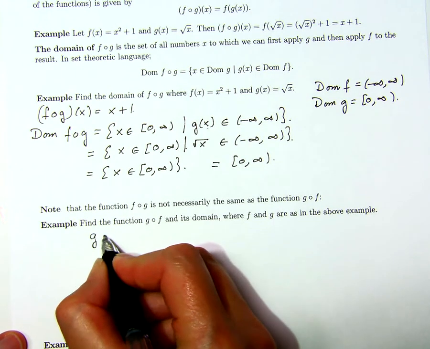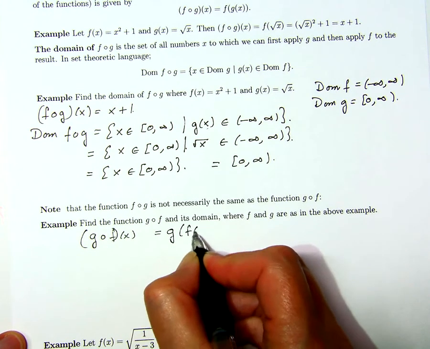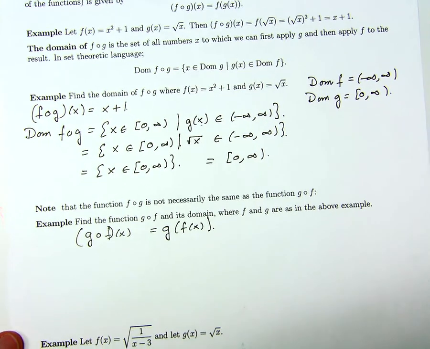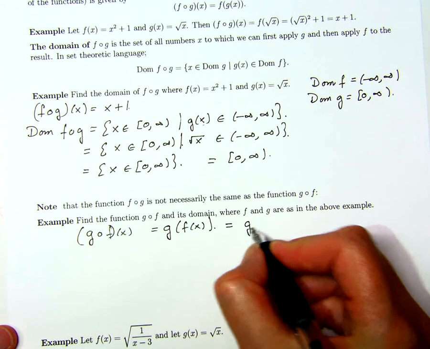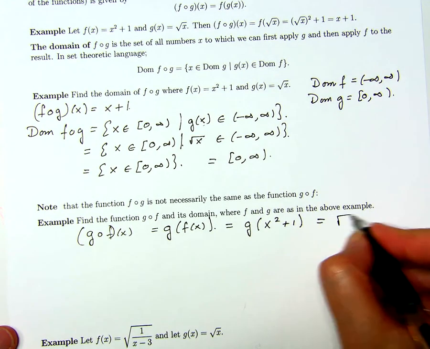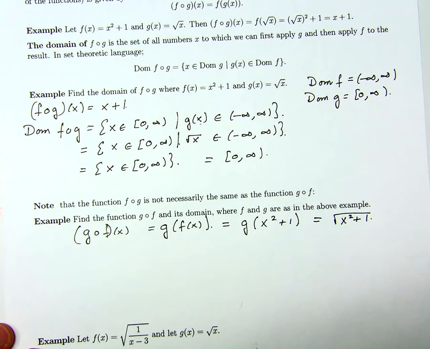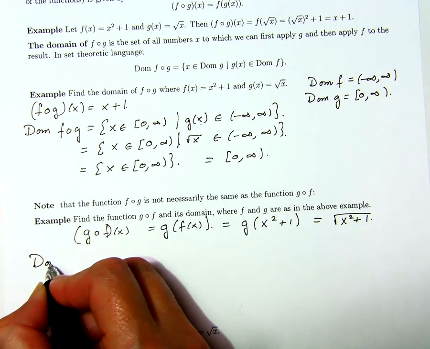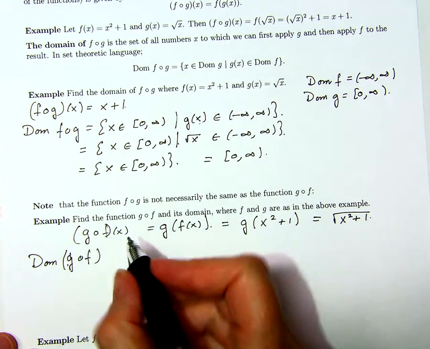So g after f of x, by definition, is g of f of x. Now the rest are details, just filling in what we've got here. It's g of x squared plus 1, and g, of course, applied to that is the square root of it. So g after f of x has the formula the square root of x squared plus 1, but remember that's just half the story. We also have to figure out its domain, because this is a function with a restricted domain.